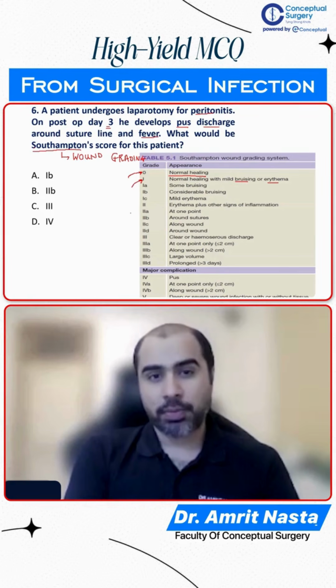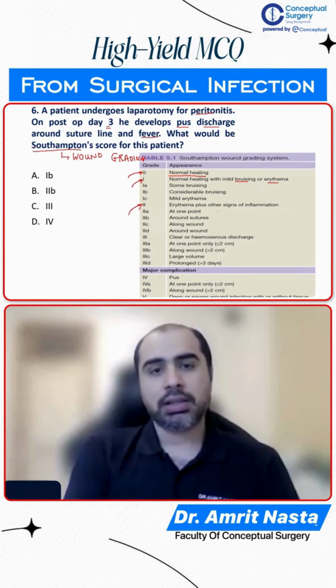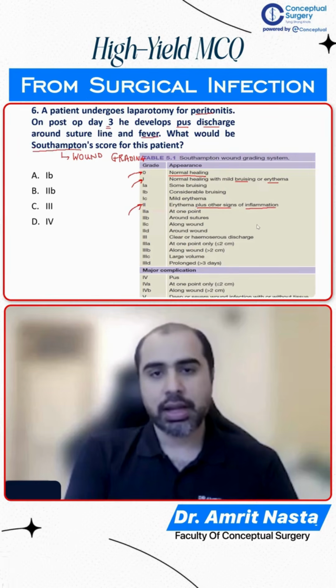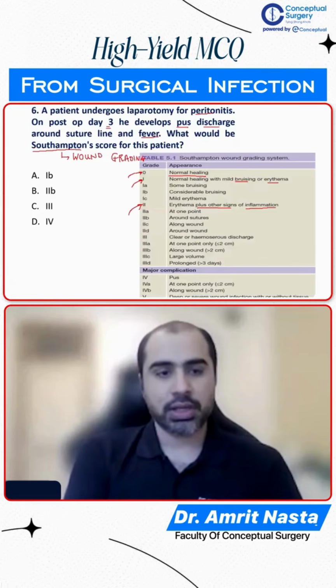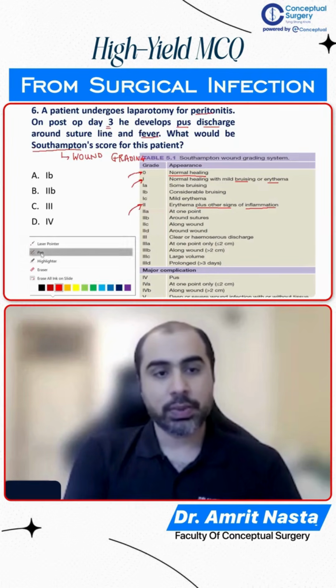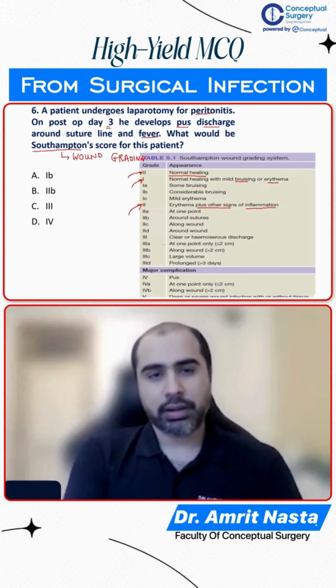Where should you be careful? Erythema plus other signs of inflammation is going to be grade 2. You don't need to know the subtypes, at least know the basic types. And this is where it gets tricky. Grade 3 and grade 4, there will be some discharge. In grade 3, there will be serosanguinous discharge. And grade 4, which is a major complication, there will be purulent discharge.